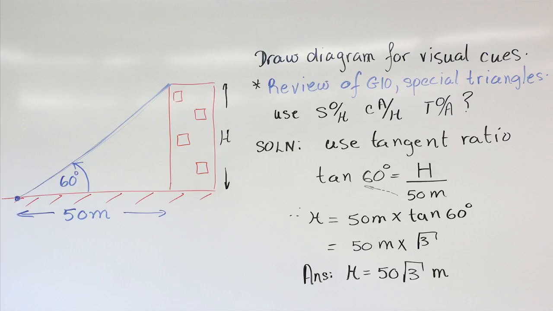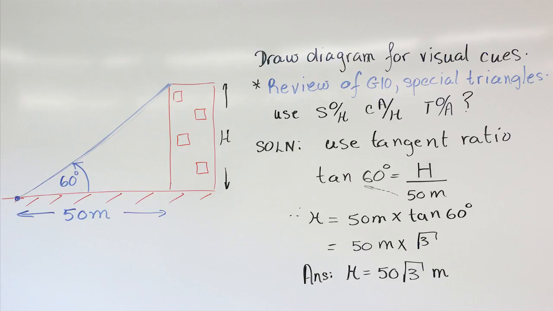It's very important to show your work. And I know you grade 11 guys, you like to just take shortcuts. So show what you're doing. Tan 60 degrees is equal to opposite, the H that you're looking for, over 50 meters. Cross multiply the 50 meters. I showed the little arrow.